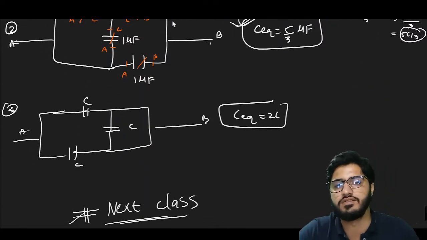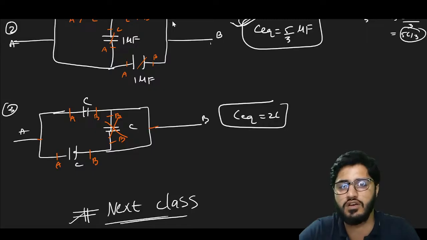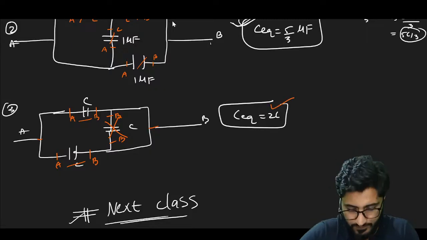This one is easy now. How, sir? Look, potential here is A, here is A. Potential B, so here will be B potential, here is B potential. No potential drop. A by B, both are in parallel, so their equivalent will be 2C.